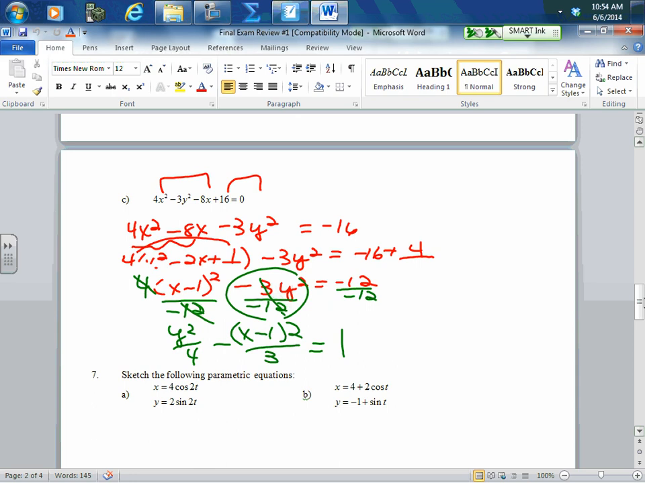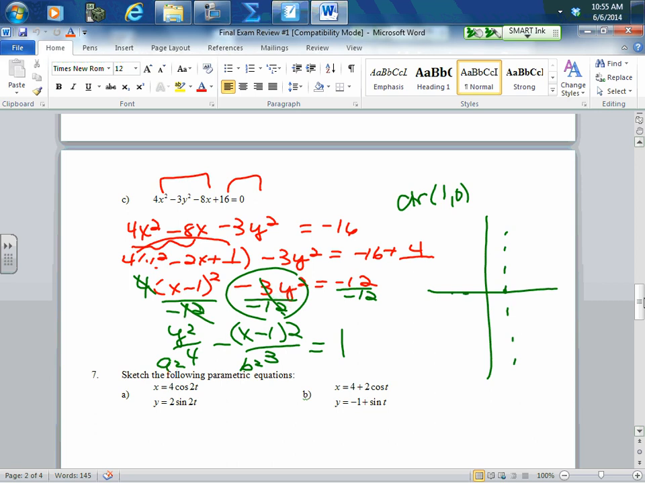Now, your hyperbola says whoever goes first is the major axis. So your y-axis is the major. So this becomes your a squared, this becomes your b squared. Instead of like the ellipse where you just make the oval, you make the box. This one has the asymptotes. So what's your center? 1, 0. This one doesn't have one, so that's the same as saying y minus 0 squared. So here's where we start, the 1, 0.